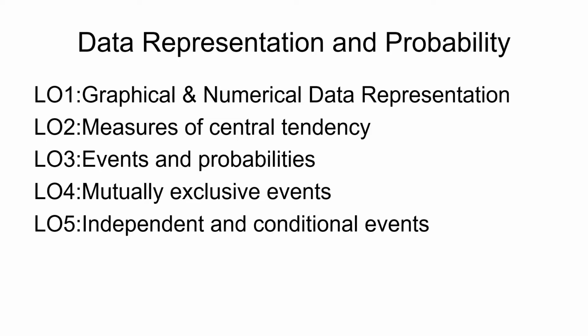And the second learning outcome will focus on measures of central tendency, where it involves mean, mode, median, and you'll also be exposed to standard deviation and variance. Third learning outcome will explain about events and probabilities. And the fourth and the fifth learning outcome are also related to events and probabilities. It just focuses on the mutually exclusive events and also independent and conditional events.